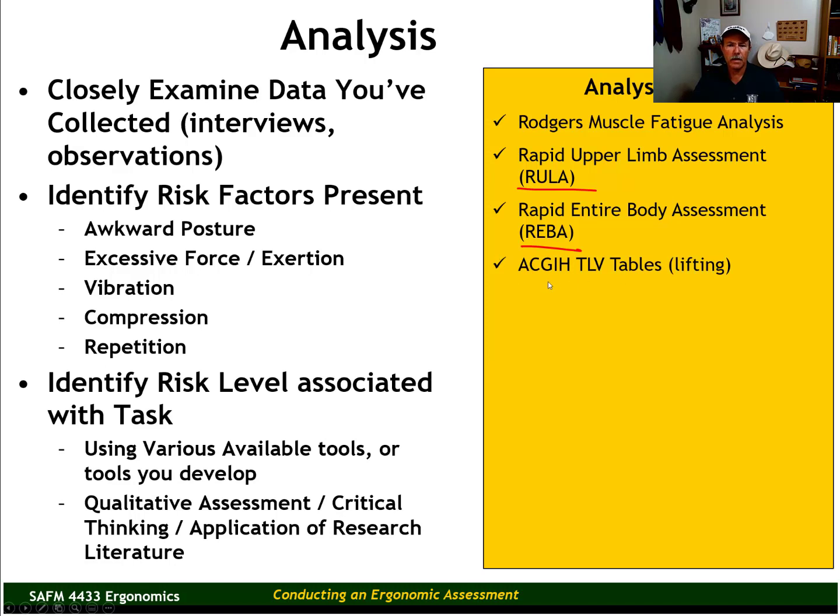We will also talk about the American Conference of Governmental Industrial Hygienists and the tables that they've created. They've created threshold limit values for lifting operations. Again, this is lifting only. This is one of those tools that is focused on a specific part of a task, the lifting part of a task. Now, the RULA and REBA take into consideration posture, repetition, a lot of the other ergonomic risk factors as well.